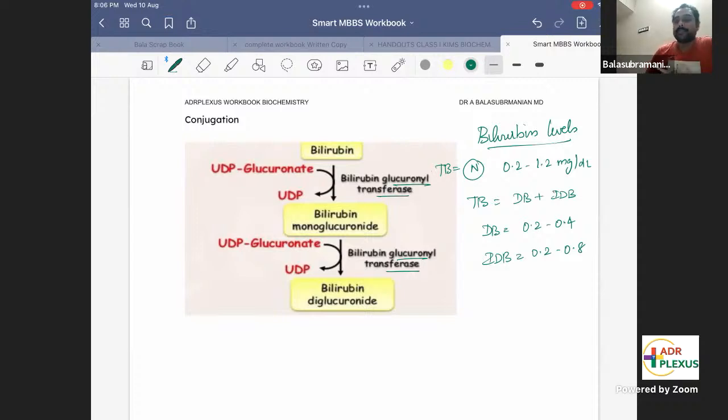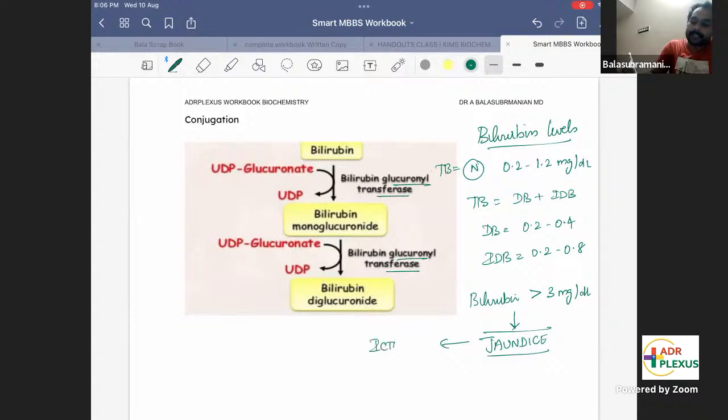So now what happens when the bilirubin level exceeds? When the bilirubin level is greater than 3 mg per deciliter, we call that disease jaundice. And the bilirubin is yellow in color, right? So there is a yellowish discoloration of the body, which is called icterus.